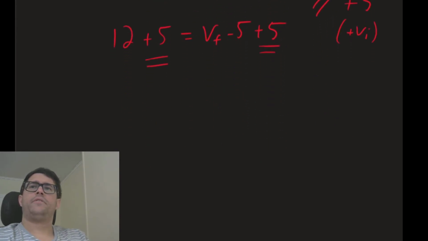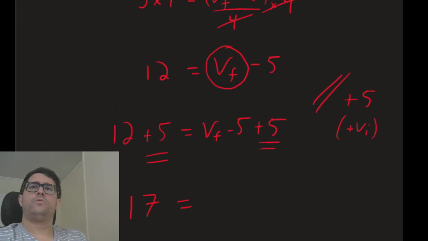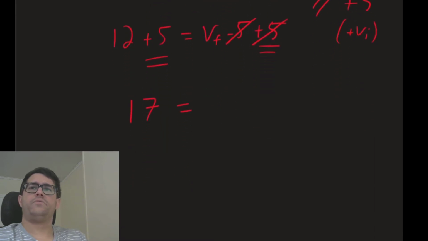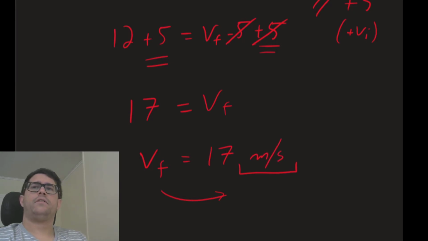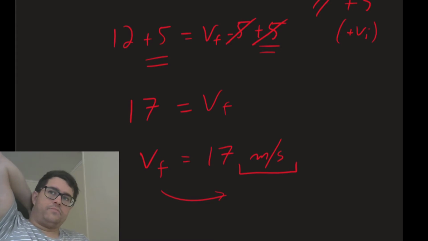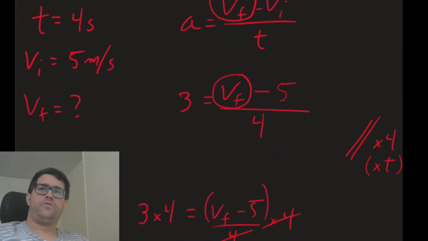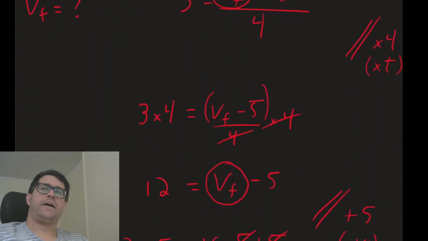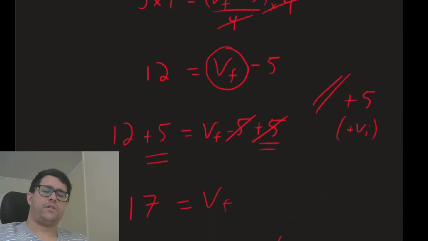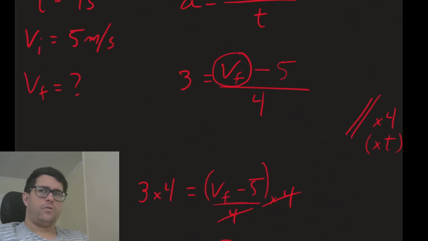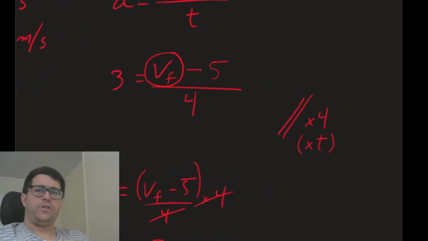We end up with 17 is equal to, and here this and this cancel out, VF. We can't really leave that like this because it has no units and it's upside down. So VF is 17 what? So velocity is meters per second. So this is the final answer. So we found the answer using the physics formula and the proper math operations. Good, reasonable, acceptable, I believe.